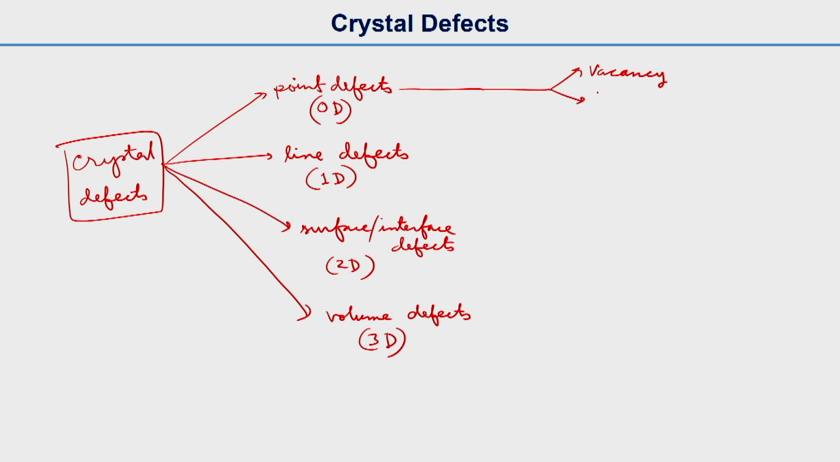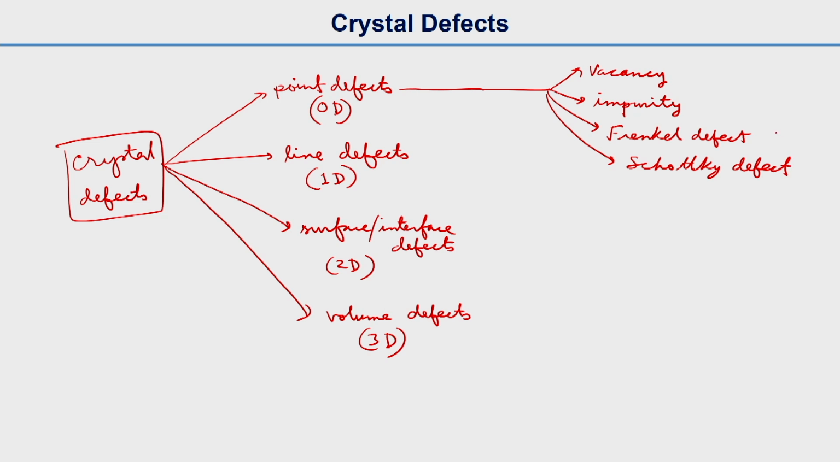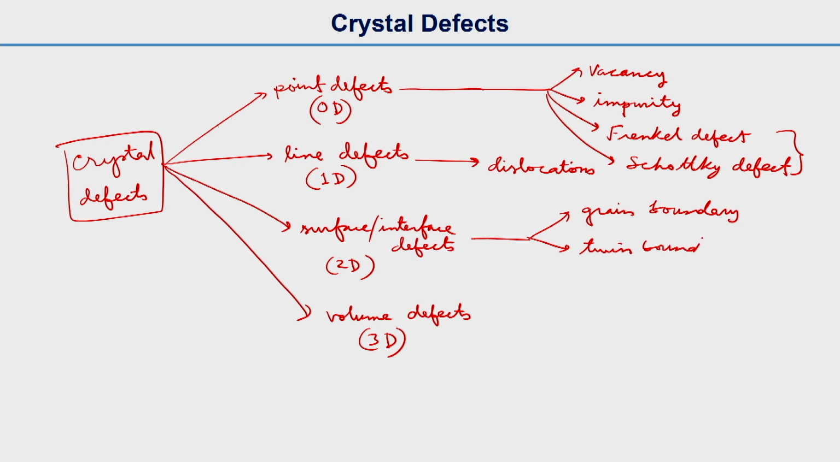Point defects are vacancy, impurity atoms, Frenkel defect, and Schottky defect. These two are for ionic materials. Then the line defect, as you know, is very popular among metallurgists: dislocations. And for surface defects, that can be grain boundaries, twin boundaries, and stacking fault.